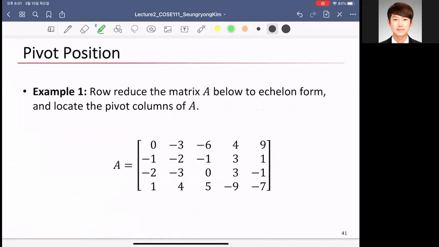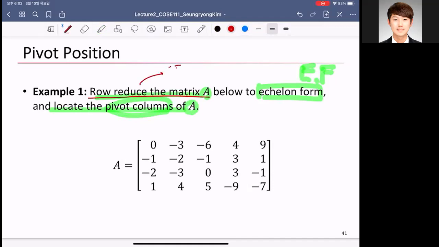So the question was, reduce this matrix A below to the echelon form, 그쵸? EF form이었죠? And locate the pivot columns of A. So to locate the pivot columns of A, we have to know the position of the leading entry, right? So which is going to be the pivot position, right? It's very easy. So to do this, we have to row reduce matrix A. Row reduce 뭘로 해야 되죠?